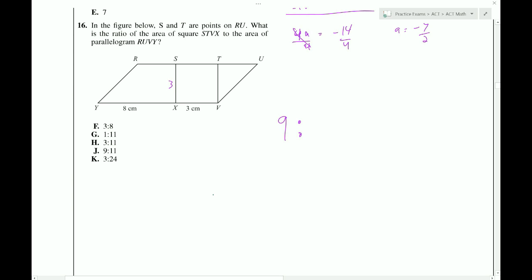Well, we need the formula for the area of a parallelogram, and it's going to be the average of the bases. So you add them and divide by 2, multiply that by the height. Oh, sorry, that's for the trapezoid. For a parallelogram, it's just simply base times height. So the base would be 11, right? The height would be 3, so you get 33. So it looks like it's going to be 9 to 33.